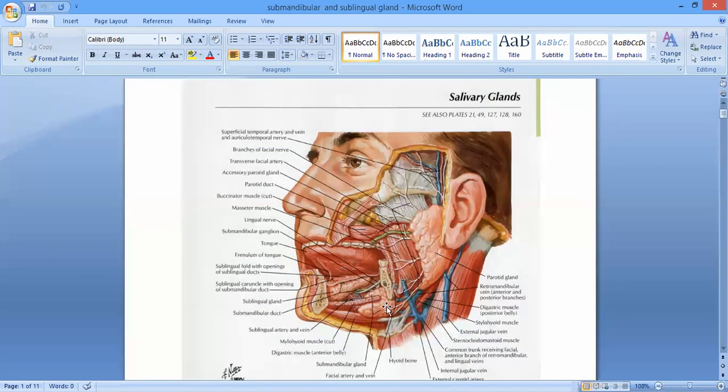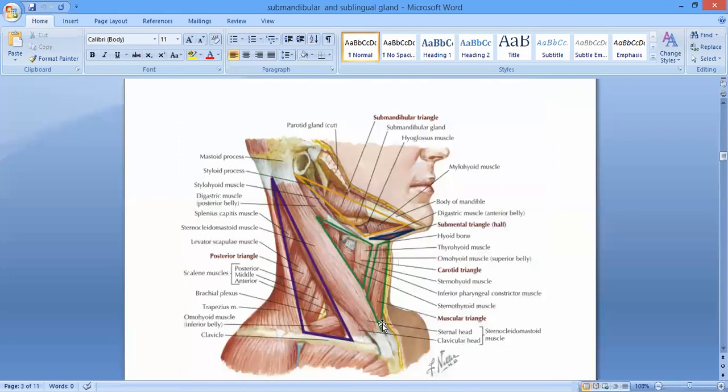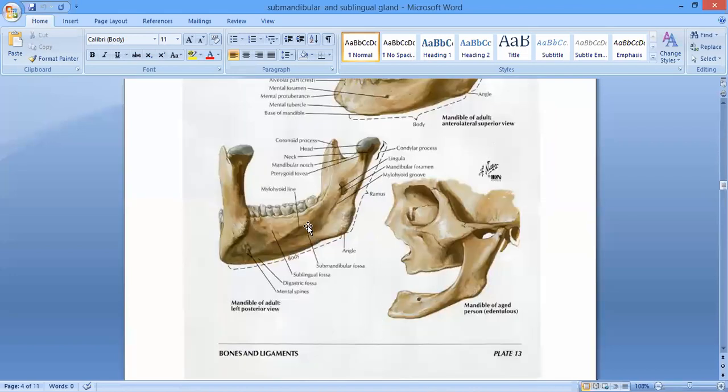The superficial lamina covers the surface and is attached to the base of the mandible, whereas the deeper one covers the deeper surface and is attached over this mylohyoid line, right? So it means that the capsule of the submandibular gland is again placed in that region. Okay, so now we have to talk about its relations.